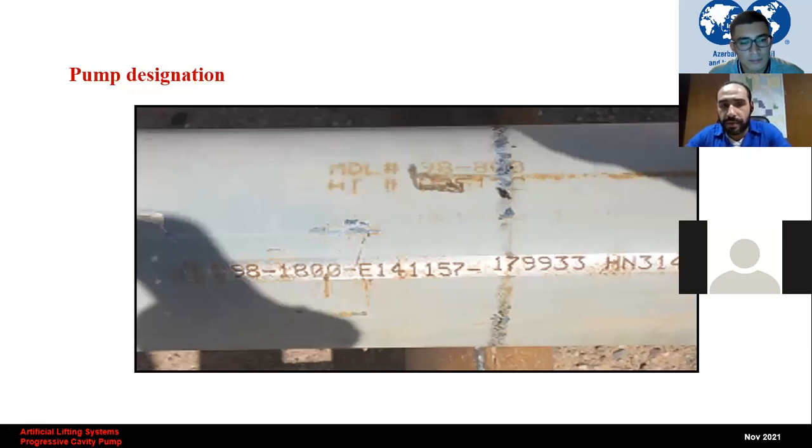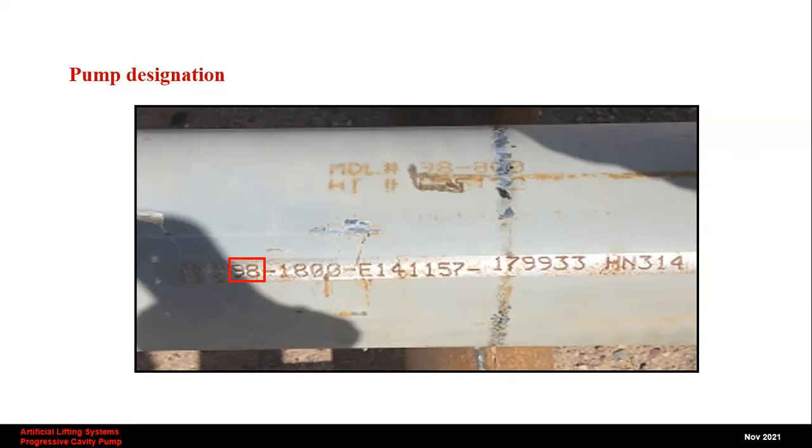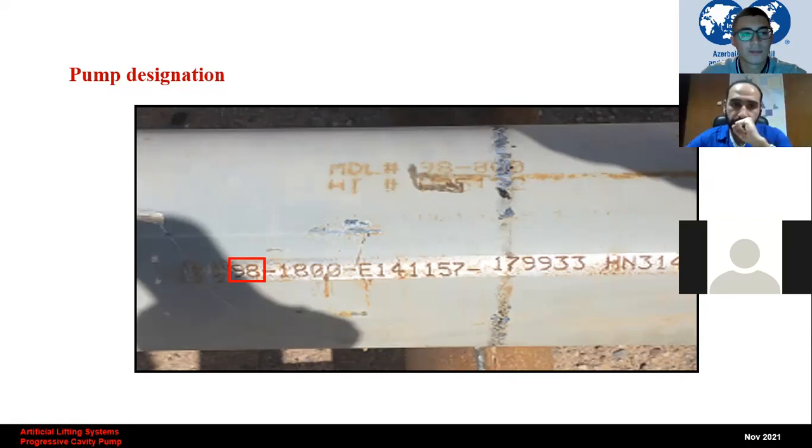How can we identify the pump? Actually, according to the API pump designation, the first two digits in any pump serial number will refer to the pump production rate or the pump displacement. Let's be more specific. Pump displacement. In this example, as you see, this is a 98 series pump. This means that this pump can produce 98 cubic meters per day per 100 RPM. If this pump is running at 200, we will be predicting 196 cubic meters per day, and so on.